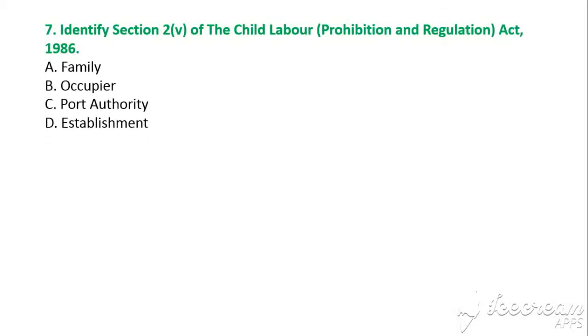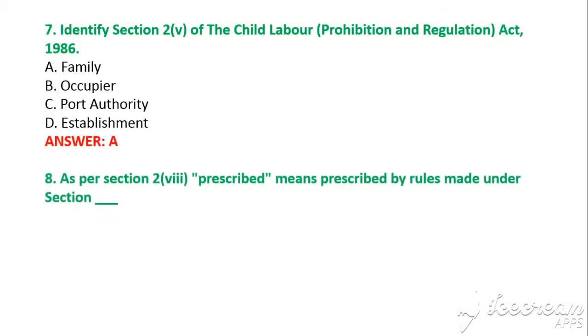The next question is, identify the section 2(5) of this act, Child Labor Prohibition and Regulation Act of 1986. Family, occupier, port authority, establishment. So section 2(5) says about family. A is right answer. Another one, section 2(8), prescribed means prescribed by rules made under which section? Option A says section 18, then B 20, C 3 and D 28. The answer is A, 18. Under section 18 it comes under prescribed by rules made.